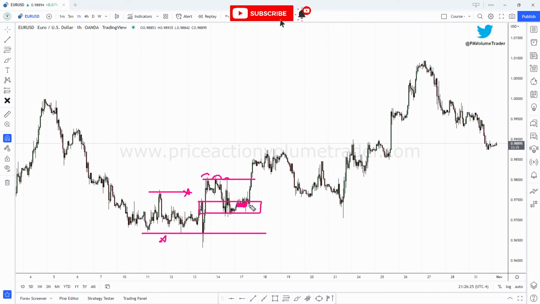So if you get long, we're making a higher low, so you do expect this to break and this then to make a higher high, but you just have to be ready and know that this area might bring you some trouble. Okay?